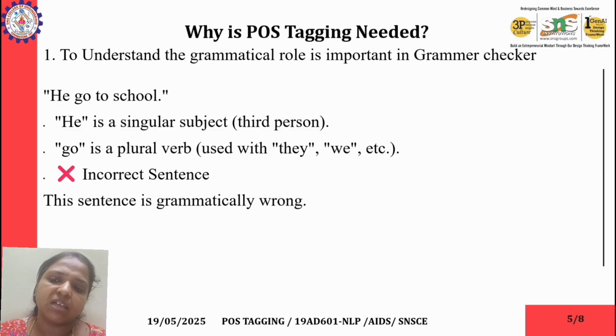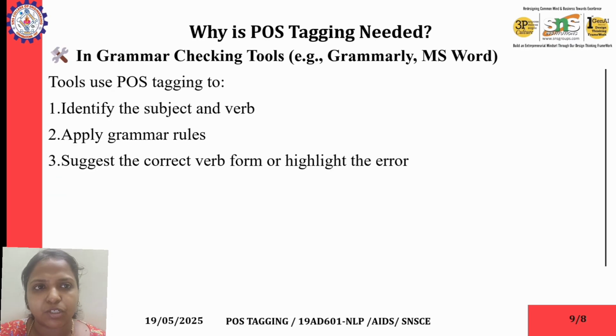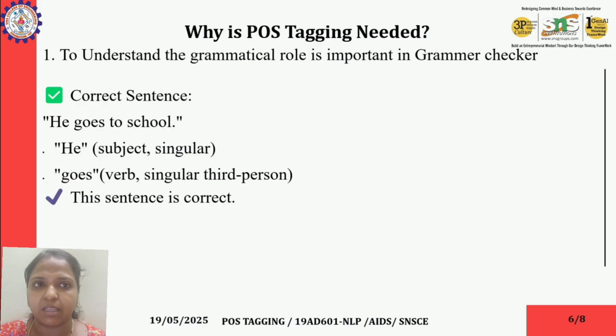Let me explain this with a real-time application, a grammar checker. We take a sentence and put it into the grammar checker. For example, I am giving it: he go to school. I want to check whether the sentence is grammatically correct. It will take each word and categorize it into particular grammatical tags. You can see the example in the presentation. He is a third person singular subject, and the next word, go, is a plural verb.